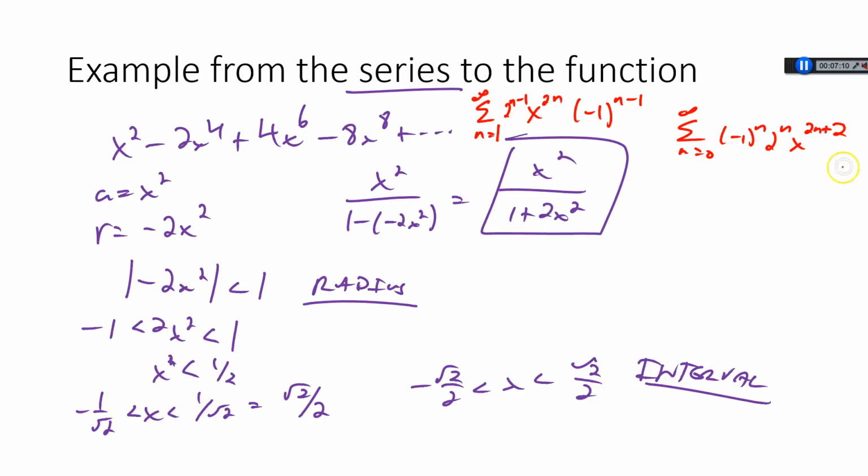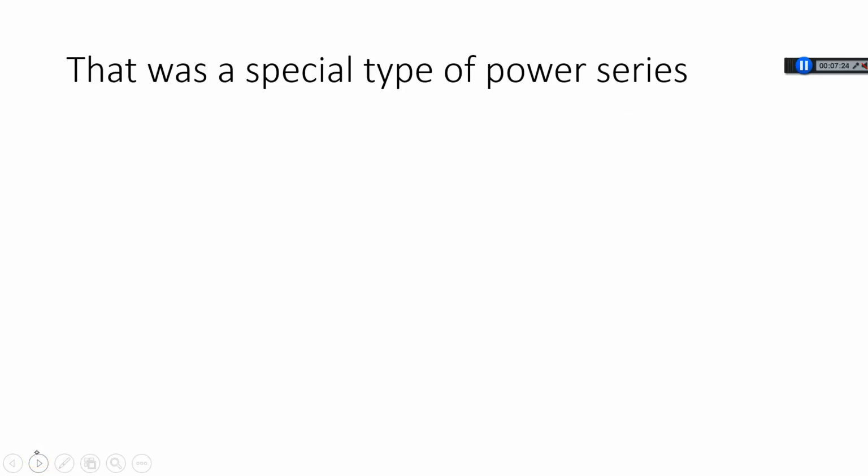And if you graph this guy, put b up top here and just make b get bigger and bigger, and graph this guy and see when they line up. It should be between negative root 2 over 2 and positive root 2 over 2. Kind of cool. All right, so moving on. That was a special type of power series. So geometric series are special types of power series.